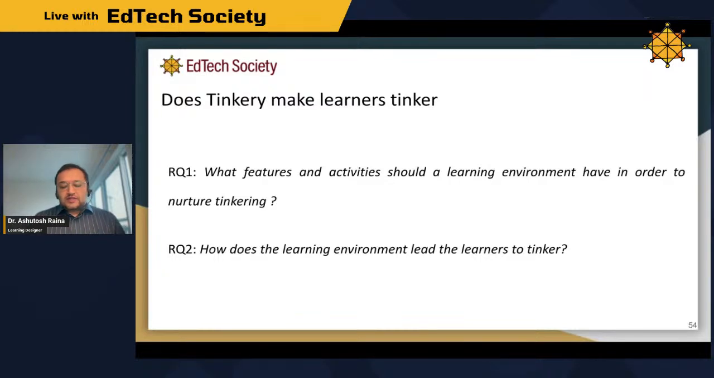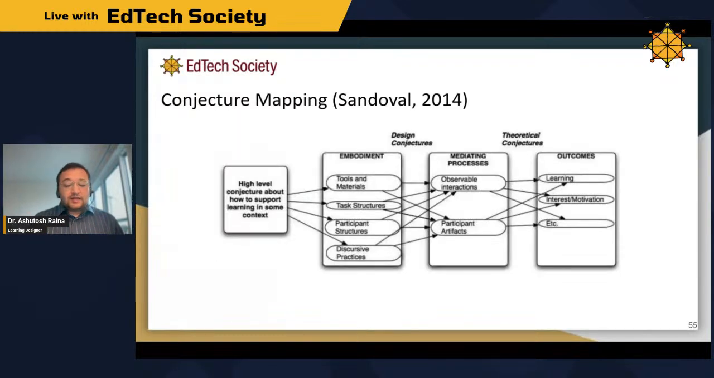Now one question would be, how did we come to know whether whoever was in the learning environment was tinkering, and how is learning happening in tinkering in their learning environment? So we use something called conjecture maps, and this is again for someone who is trying to design a learning environment. Briefly, there are three components to it: embodiment, mediating processes, and outcomes. Embodiments are certain features, certain things that you have designed in the learning environment. These features can help you in certain processes. These are called the mediating processes, and these processes lead to an outcome that you expect. So these are the three stages.